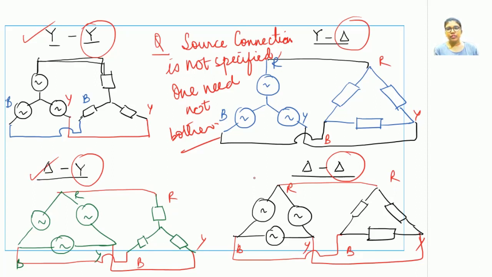But there could be some questions, like you might get a practice set having questions where the source connection might be present as well. In that case, you have to look for the source connection as well. So with this, the basics of three-phase are done. Now we shall study in detail about the star and the delta connection: what are their features, what are their parameters, and how are we going to work with them.